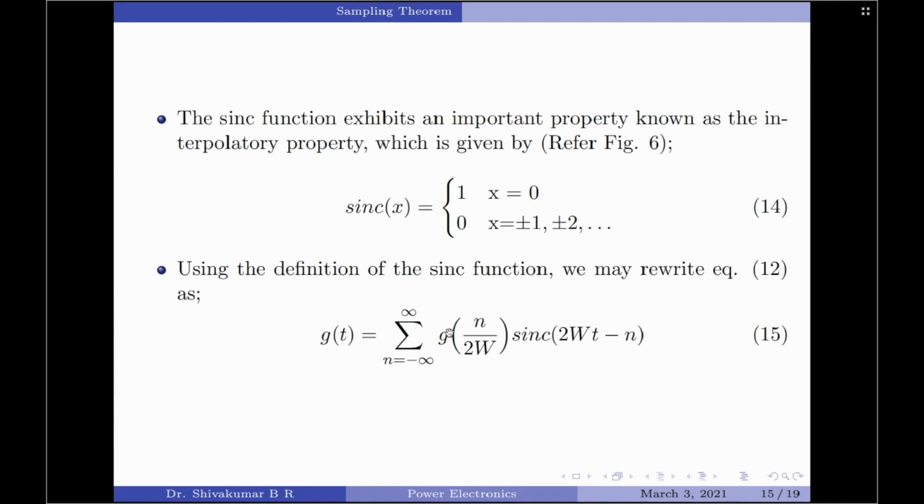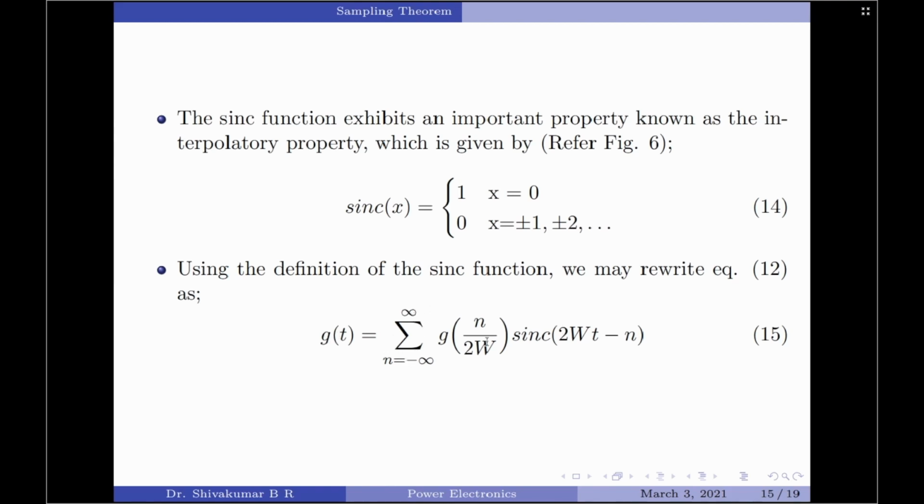Now, equation 15 that we have obtained here provides an interpolation formula for reconstructing the original signal g of t from the sequence of samples generated by instantaneous sampling, which are also represented by g of n by 2w. However, the most important thing about this equation is that the sinc function, that is sinc of 2wt minus n, itself will play the role of an interpolation function. So, each sample is multiplied by a delayed version of the interpolation function, which is our sinc function, and all the resulting waveforms of this multiplication are added to obtain g of t. That is why there is a summation term here.